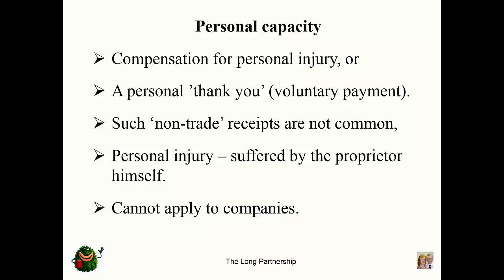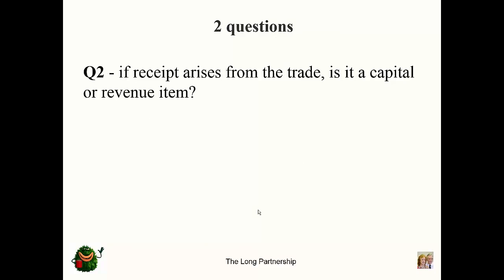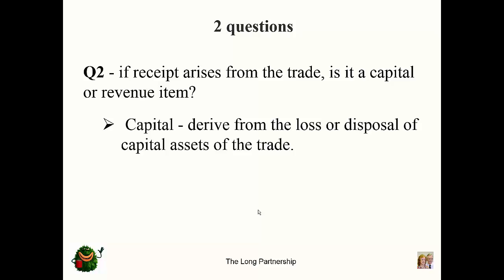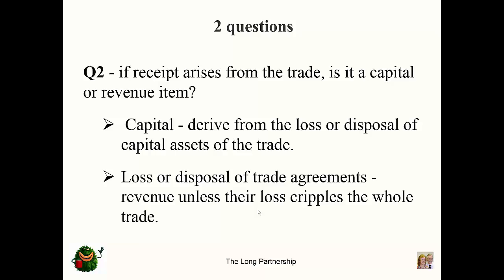Compensation is clearly personal, but if it's for personal injury, it must be suffered by the proprietor himself and no one else in order to be exempt from taxation. It also follows that companies cannot be exempt from tax for receipts for personal injury because those injuries are to its employees. If we're happy that the receipt is derived from the trading activity, then the next question is whether that receipt is capital or revenue. Capital receipts are largely for the disposal of assets, either fixed or intangibles, and while these may have tax consequences, they will be treated separately from the profit and loss account.